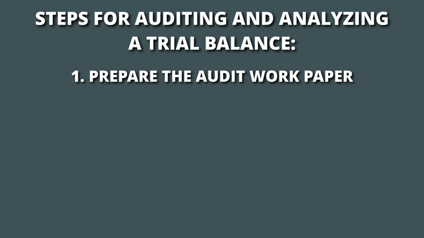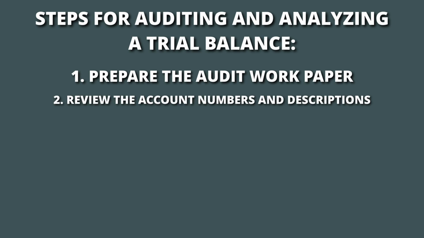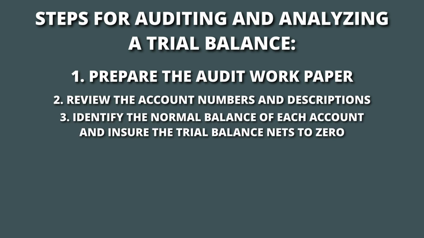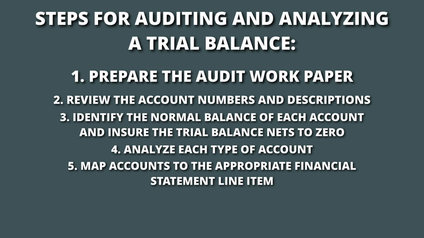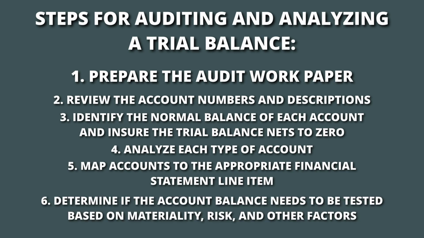Let's recap the steps for auditing and analyzing a trial balance. First step, prepare the audit work paper. Second, review the account numbers and descriptions. Third, identify the normal balance of each account and ensure that the trial balance nets to zero. Fourth, analyze each type of account. Fifth, map accounts to the appropriate financial statement line item. Lastly, determine if the account balance needs to be tested based on materiality, risk, and other factors.